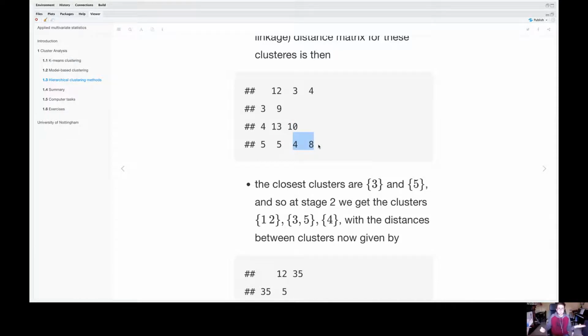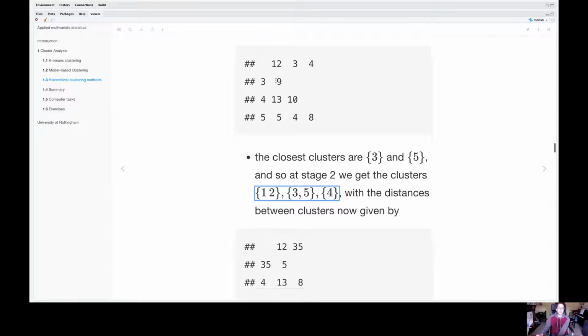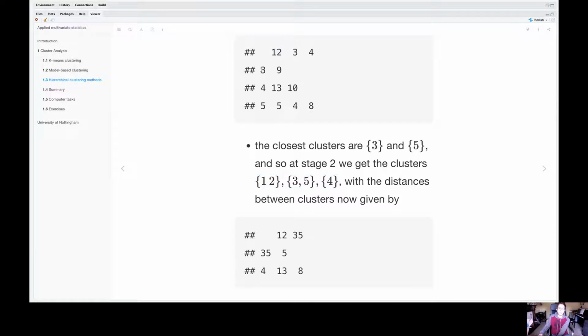At stage 2, we do the same thing. We find the minimum number here, so that's the distance between 3 and 5, which is 4. So we join them together. So now we get the clusters {1, 2}, {3, 5}, and {4}. And again, we have to think about what the new distance matrix is. The distance between {1, 2} and {3, 5} is the minimum distance between these points. So that's a minimum of 9 and 5, so it's 5. So the distance between {1, 2} and {3, 5} is 5.